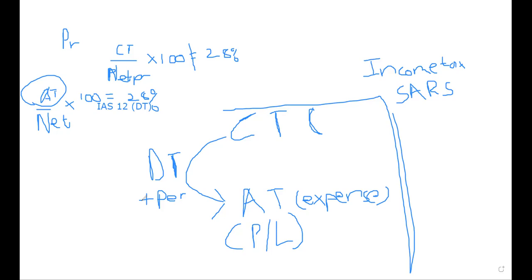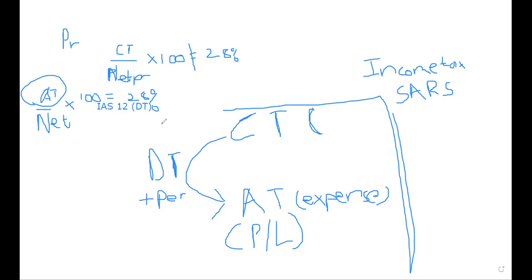Now, what happens is if this thing does not give you 28%, then you know that there are permanent differences. That's the whole gist of deferred tax. And that's the reason why we do the tax rate recon, to show you why this thing is not 28%.